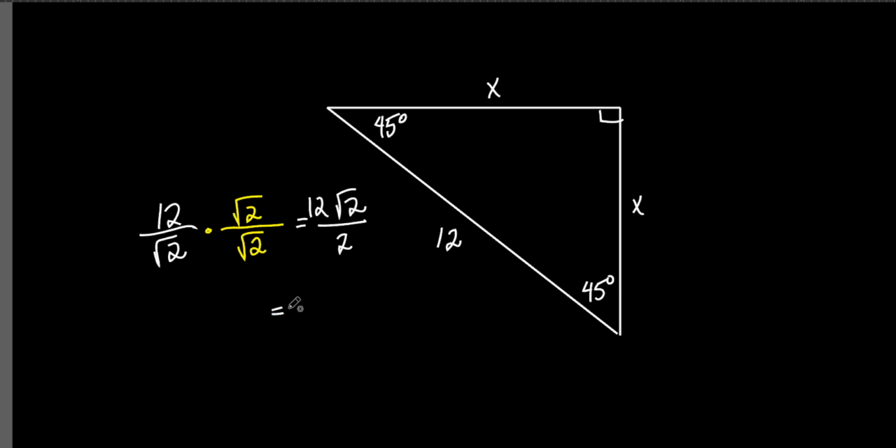One more thing and we're done. Watch. We're almost done. Not quite. This 2 divides into 12 how many times? 6 times. Okay? So it's 6 square root of 2. So that's what this is right there. That's the best way to write those two. It's 6 square root of 2.